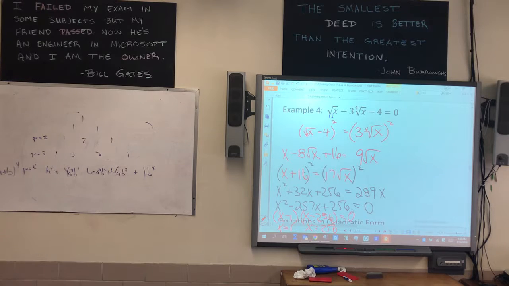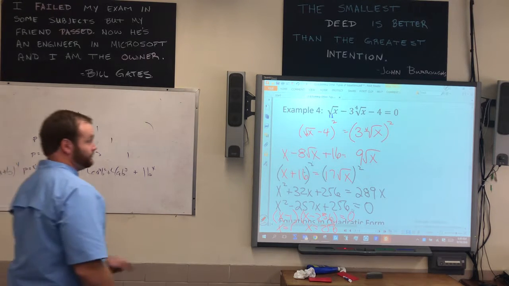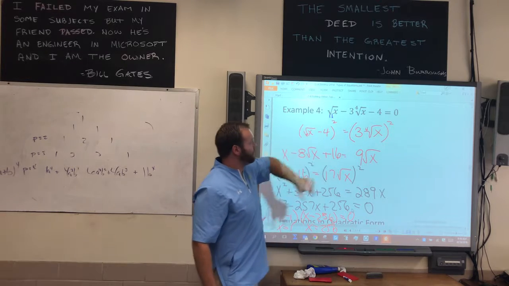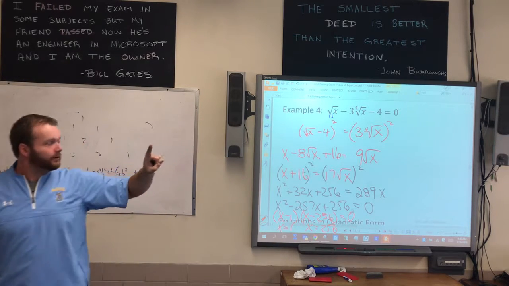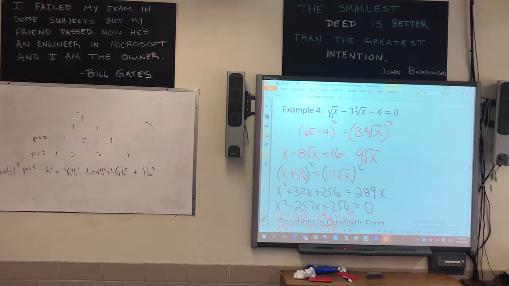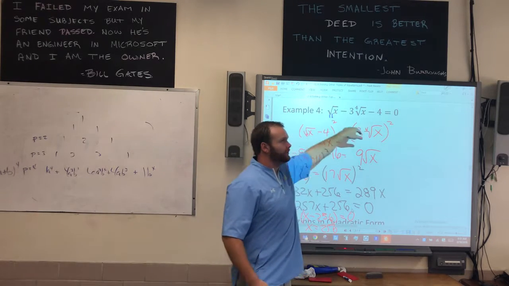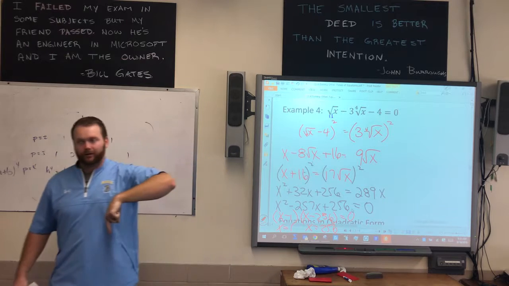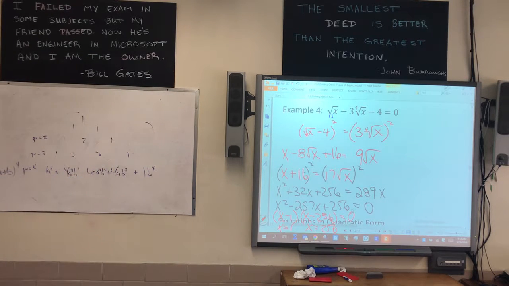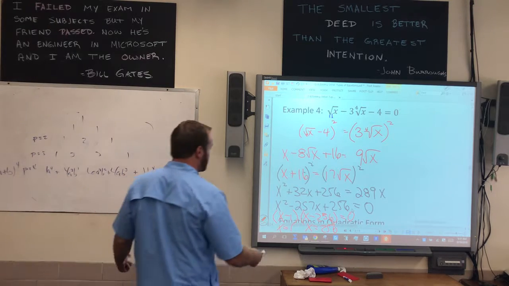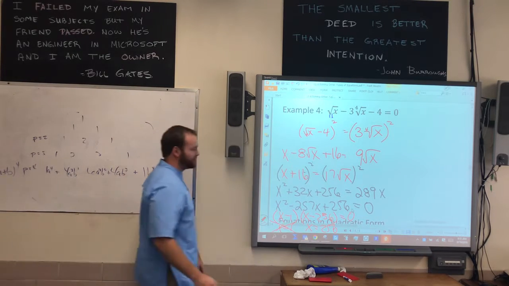Now remember, we started with roots, right? We need to check them. Check my 1. What's the square root of 1? 1. Okay. What's the 4th root of 1? 1. So I have 1 minus 3 minus 4. Gives me negative 6, right? Does negative 6 equal 0? Nope. So it tells me that the value of 1 is an extraneous solution.